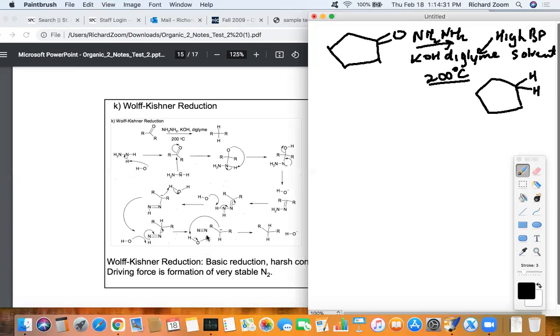Does anybody have any questions about the Wolff-Kishner reduction? So I'm telling you, you won't ever get this as a required mechanism for credit. It will be part of question 1, I guarantee that. And you will be able to get 2 points for doing the mechanism because it's a bit more complicated. But that's it. Does anybody have any questions? Anybody have any questions?